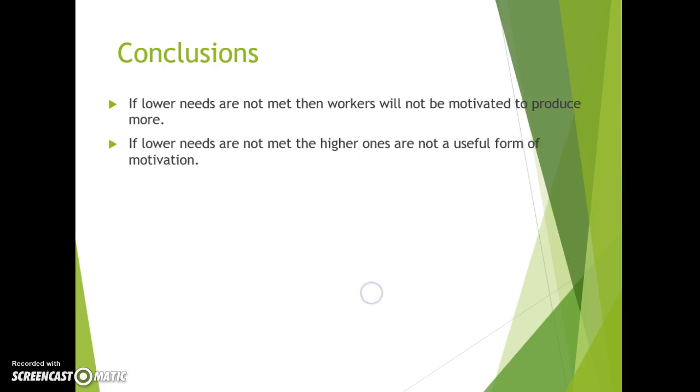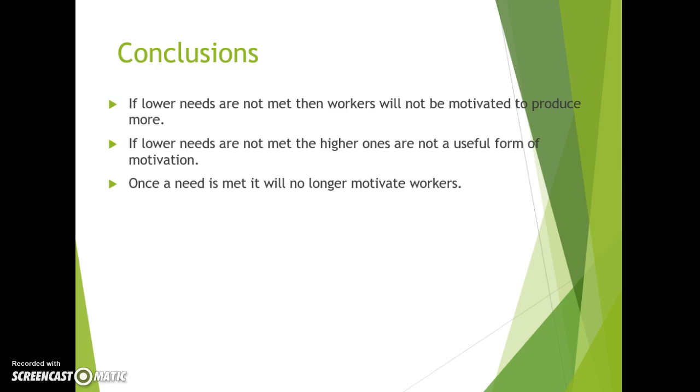Now finally, conclusions, very simply, okay, from Maslow's, what he was saying, if our lower needs are not met, then workers won't be motivated to produce more. So therefore, if you're talking to a worker and you're not giving them the basic pay, there's no point talking about self-actualization and leadership, because they won't be motivated. If lower needs are not met, the higher ones, therefore, will not be used at all.